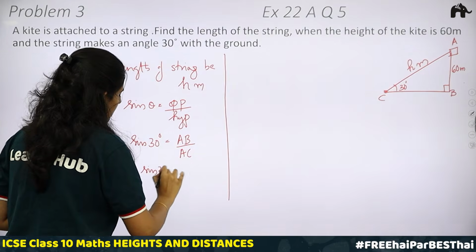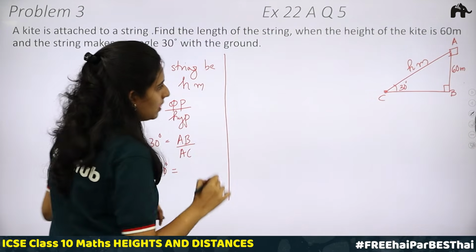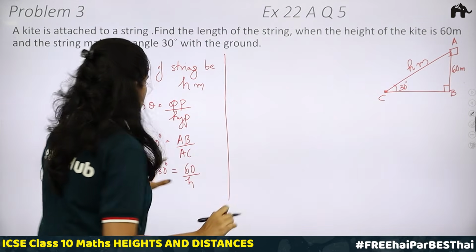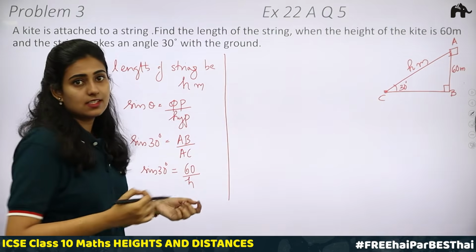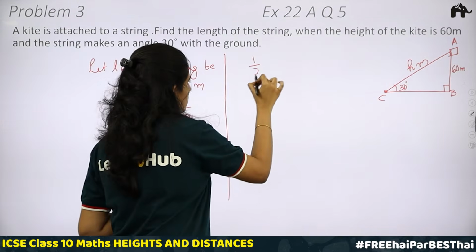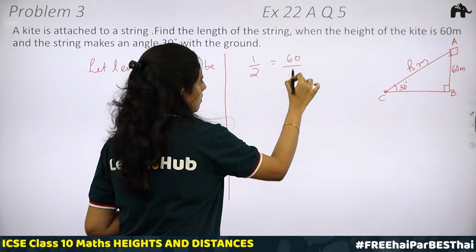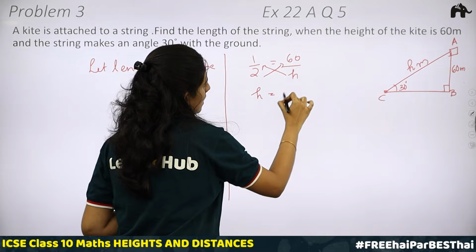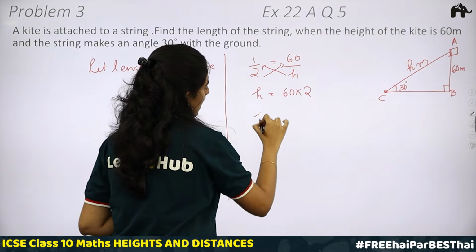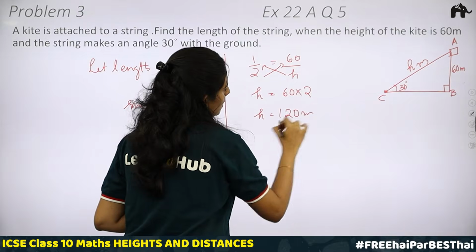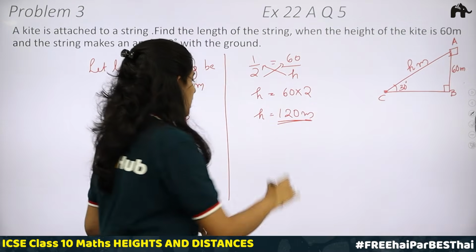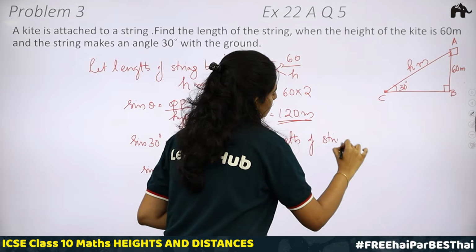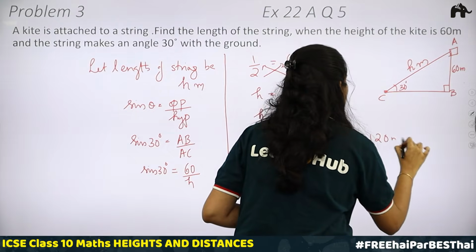Sine 30 degree is equal to AB. AB is given 60 meters and the hypotenuse is h. What is the value of sine 30 degree? Sine 30 degree is equal to 1 by 2. 1 by 2 is equal to 60 divided by h. Crossing, we get h is equal to 60 into 2 and h is equal to 120 meters. So, the required length of string is equal to 120 meters.